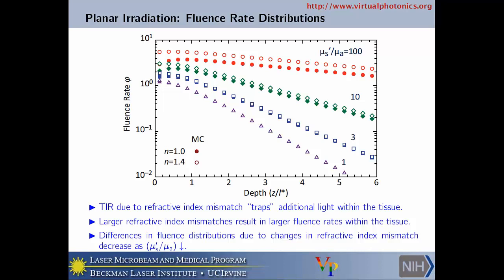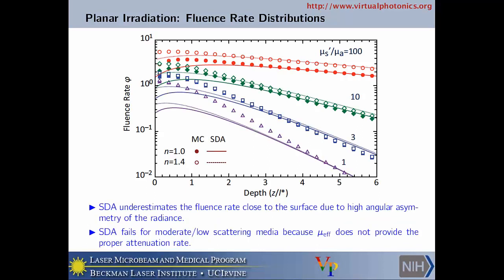So I think it's really good for people to build this intuition, because if you measure these signals, you want to make sure that they're matching your common sense. So let's look at what the standard diffusion approximation gives us for all of these results. The solid lines are the index matched condition. The dotted curves are the mismatched condition. And so you start to see all of the things I've been telling you about.